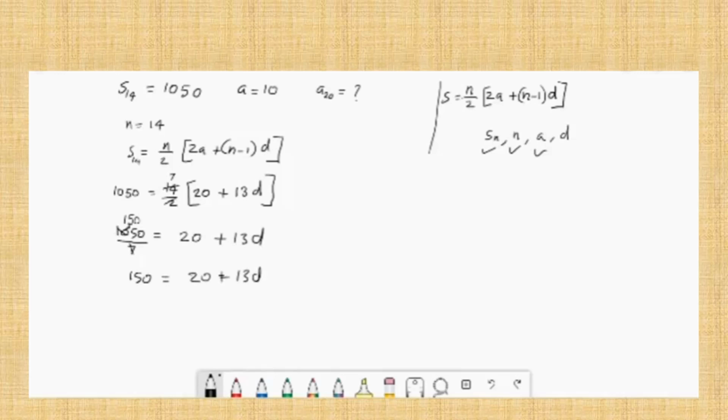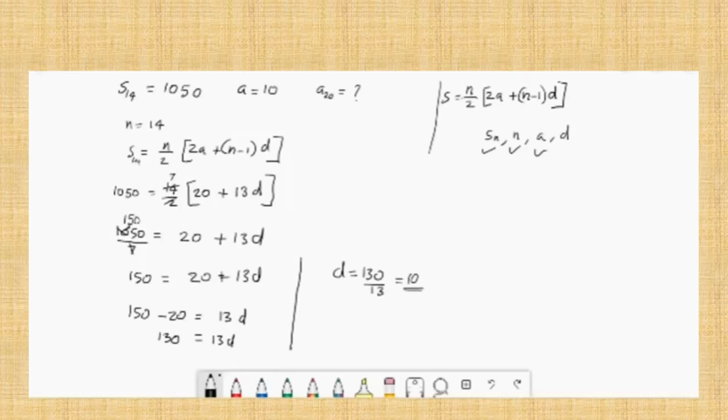In the next step, you can move 20 to the left side. So we get 150 minus 20 is equal to 13d. So 150 minus 20, that's 130, right? Yes, 130 is equal to 13d. So in the next step, d is equal to 130 divided by 13. So what is the answer? 10. Yes, 10 is the answer. So we got the common difference.